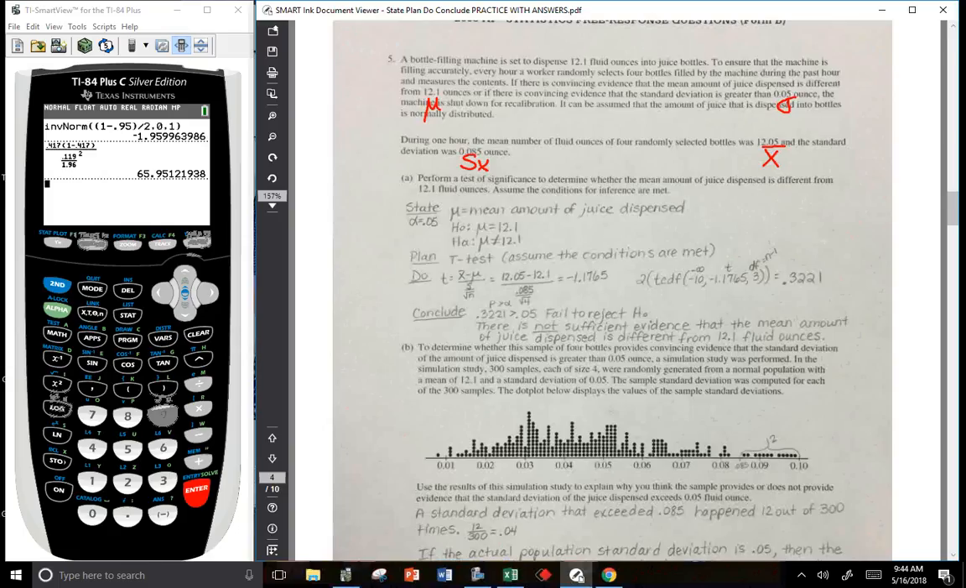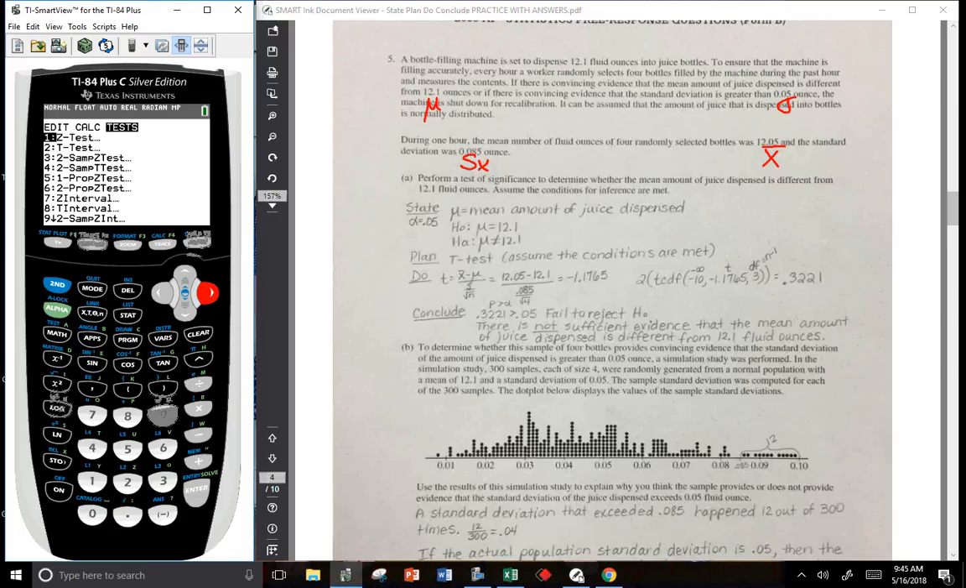They're close enough, agree? So for the alternative, how would they word it if you wanted less than? If they said we're going to shut off the machine if it's overfilling the sodas, then my HA would be greater than. If we're going to shut off the machine if they're shorting our customers, then you're going to use less than. It's always for HA. HO is equal no matter what.